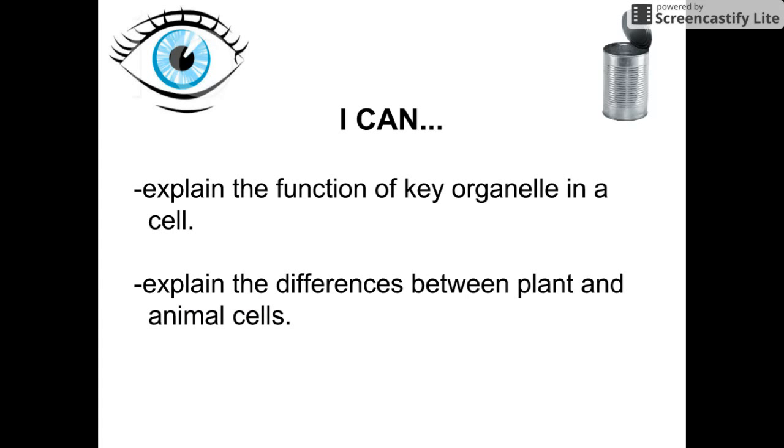By the end of class, you need to be able to explain the function of key organelles in the cell and explain the differences between plant and animal cells. Again, hopefully some of this is a review of 6th grade science.